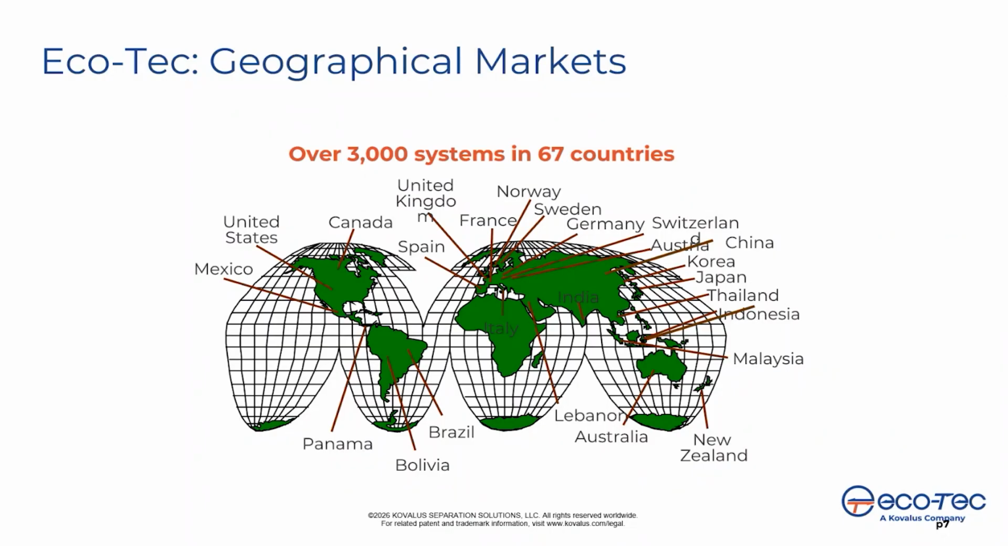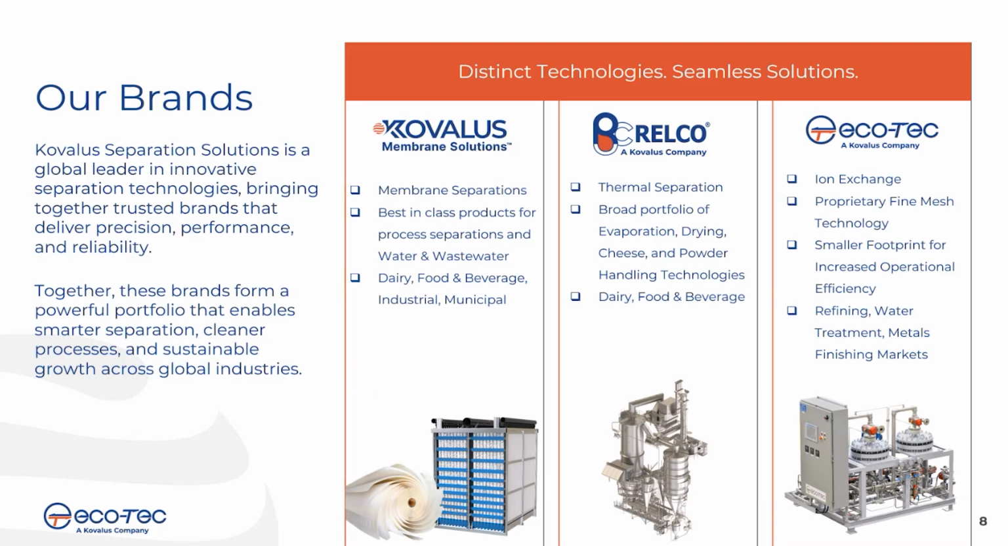Okay, let's have a quick look at where CaCO₃ sits within Covalis. Covalis brings multiple separation platforms under one group. We have Covalis Membrane Solutions, which provides integrated membrane solutions like RO, ultra, and nanofiltration technologies. We also have Relco, which provides evaporation, drying, cheese making, powder handling, and packaging technologies in food and dairy markets. And last but not least, CaCO₃, which I'm representing, is the ion exchange arm.